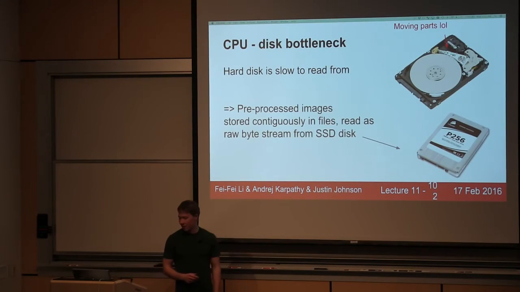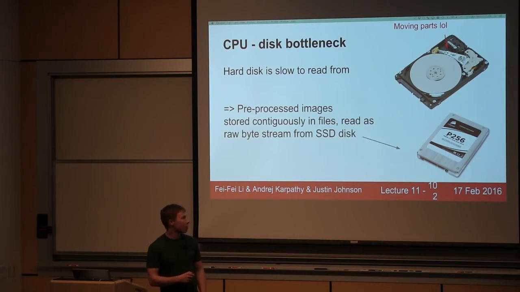Another problem is the CPU disk bottleneck. So these things are kind of slow. They're cheap and they're big, but they actually are not the best. These are hard disks, and now solid state drives are much more common. The problem is that solid state drives are smaller and more expensive, but they're a lot faster, so they get used a lot in practice.